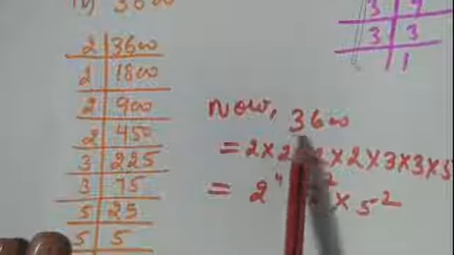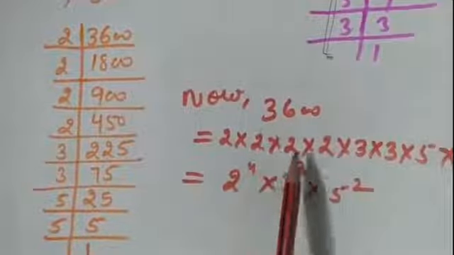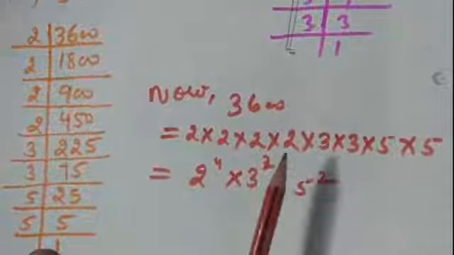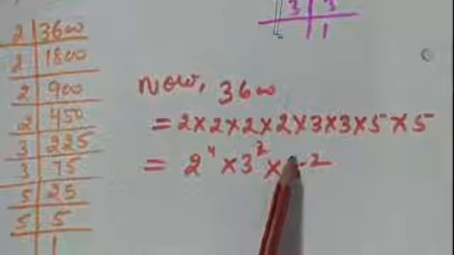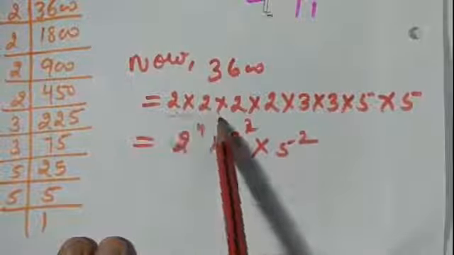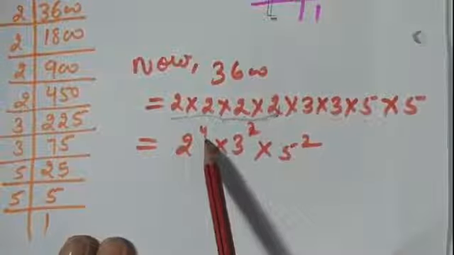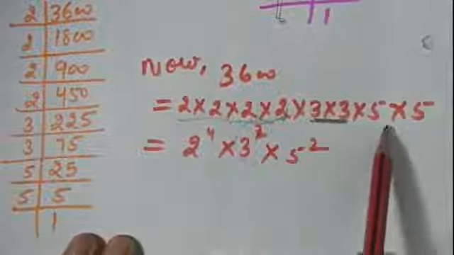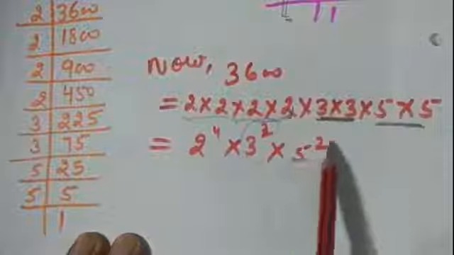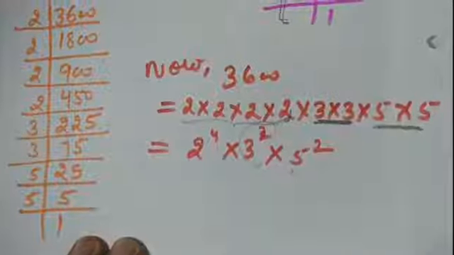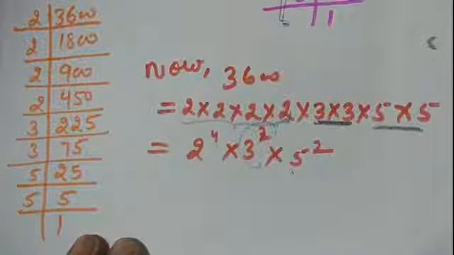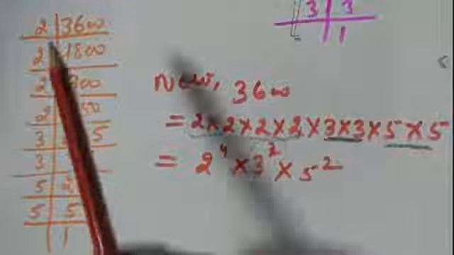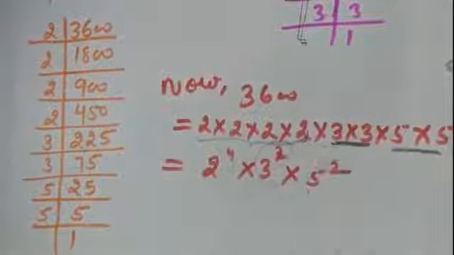The prime factorization of 3600 is 2 into 2 into 2 into 2 into 3 into 3 into 5 into 5. Now we have to express these prime factors in powers. Here I am observing that 2 is multiplied 4 times, so this can be written as 2 to the power 4, into 3 is multiplied 2 times, so this can be written as 3 to the power 2, and 5 is multiplied 2 times, so this can be written as 5 raised to the power 2. So in expressing the number as a product of powers of prime factors, we have to take the prime factorization of the given number and then write that in powers.